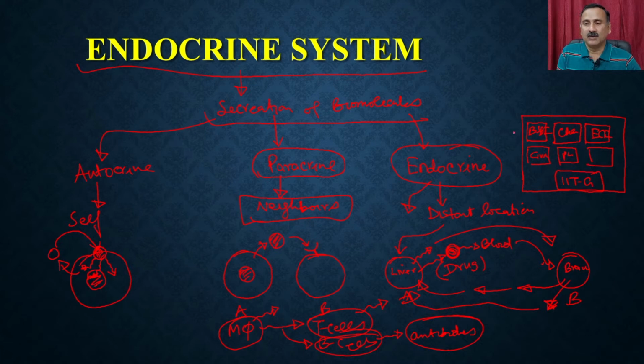Now imagine that I want to send a letter to myself. If I send the letter to myself, then it is called autocrine signaling, because I want to send the letter to my students, right, so that they will be able to follow the content and follow my instructions. So, that is called autocrine signaling.